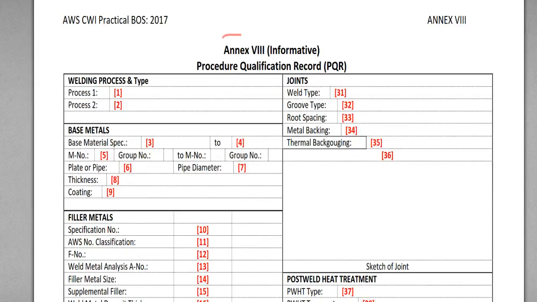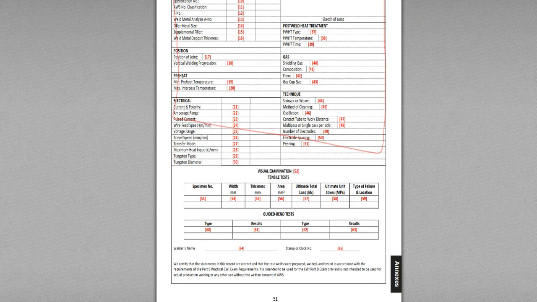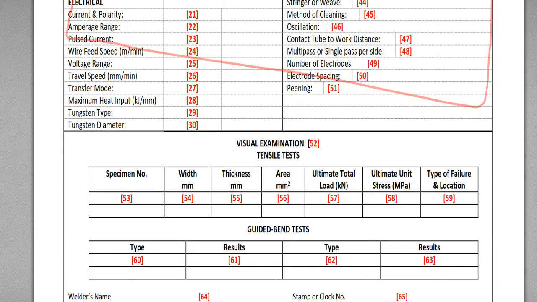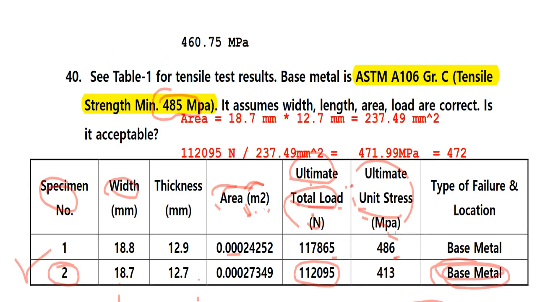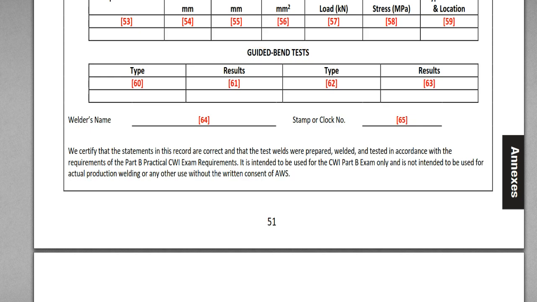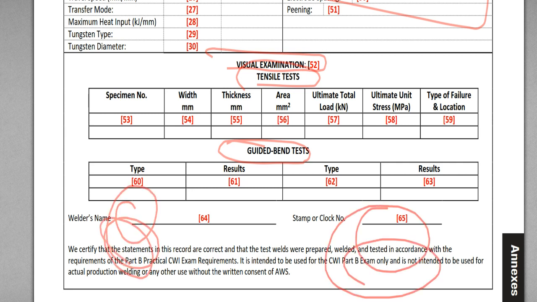This is Annex 8, procedure qualification record, and we have a tabular format, a very common PQR format. And here in the test section, visual inspection and tensile test, which is a table like we just saw. And next is guided bend test, and when required, the CVN Charpy V-notch test is specified here, and the type and number of tests shall be specified in the PQR.